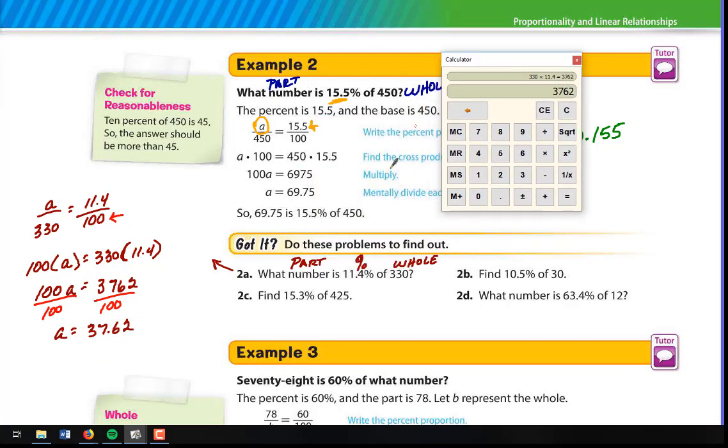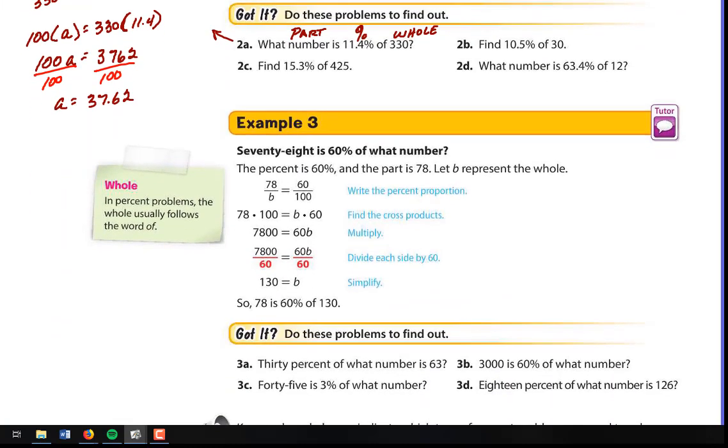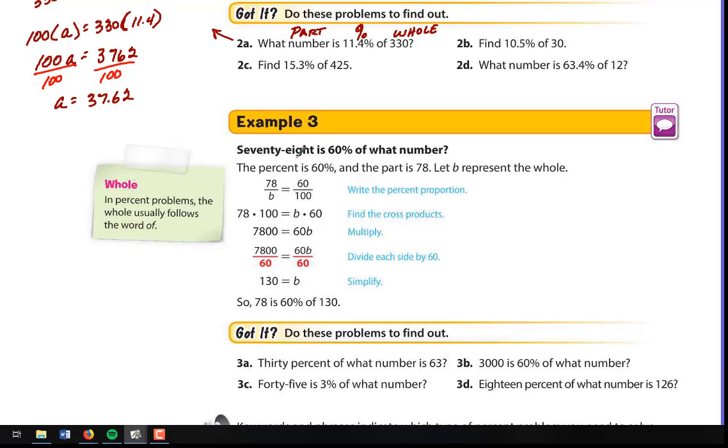So 37.62 is 11.4% of 330. All right, let's go down one more example. And in this example, what's missing is the whole. So 778, that's the part, is 60% of what number? That's the whole. And again, the setup is identical. You're doing cross products, but this time the thing you don't know, the B, is the whole value.